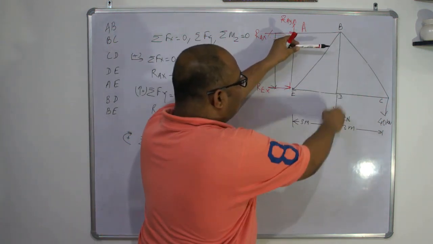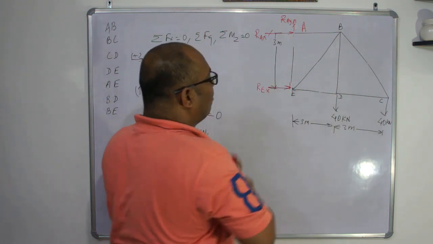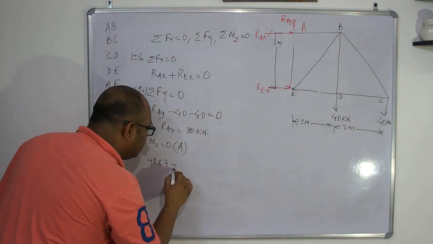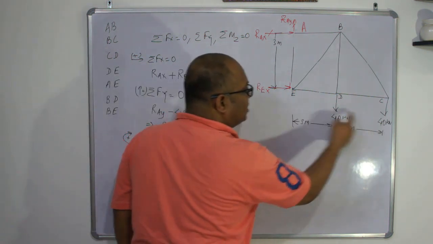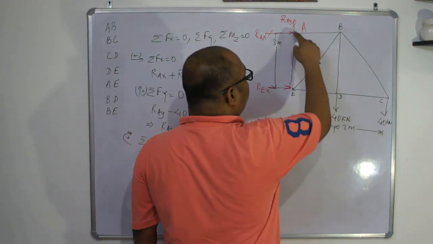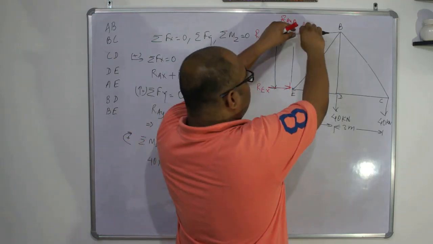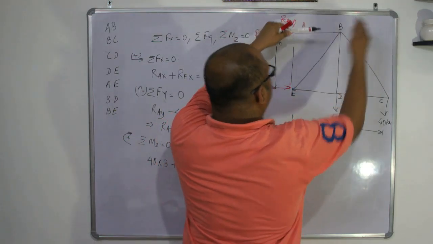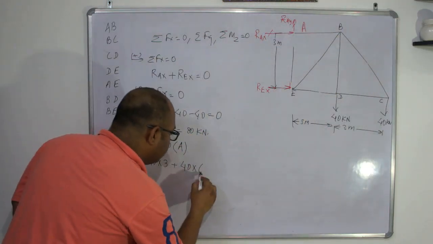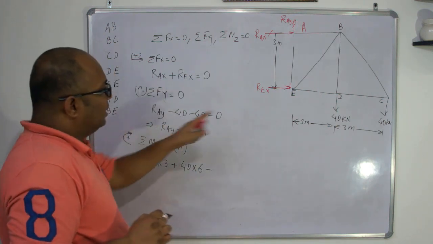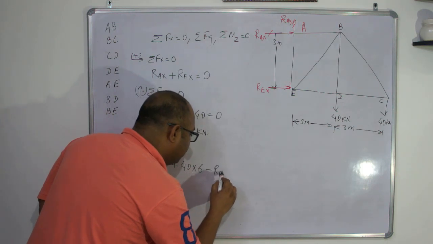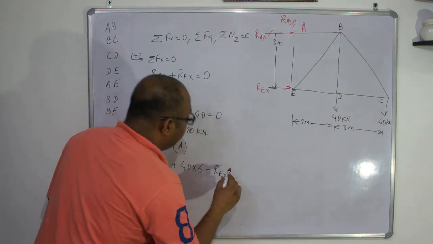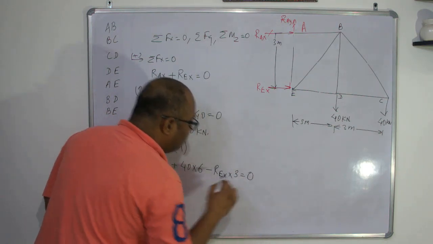Okay, the line of action is like this. It will rotate it in clockwise direction, plus 40 multiplied by, now, the second force. So this distance is 6 and we are taking moment about this point. So this distance is the moment arm. So this will be equal to 6 minus, see, this particular is the moment arm, Rex, multiplied by 3 equals to 0.